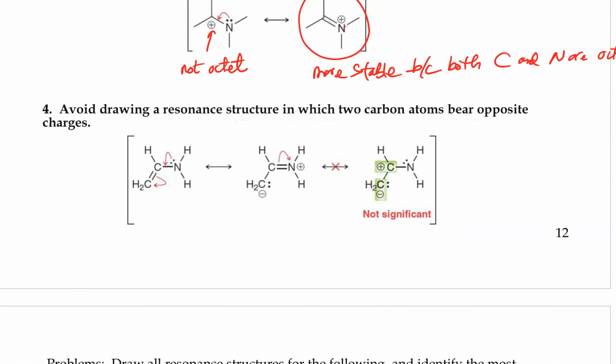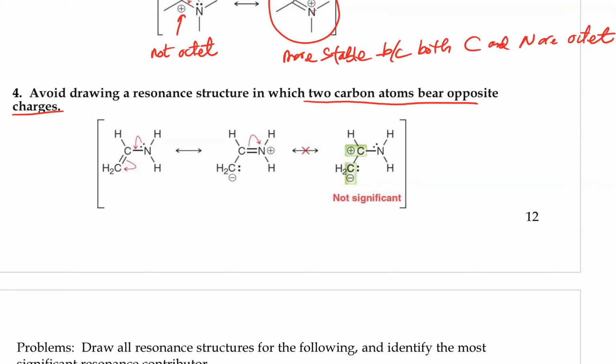And rule number 4: avoid drawing resonance structures in which two carbon atoms bear the opposite charge, especially when they're very close together. For an example, when we draw all the resonance structures possible for this molecule, we'll be able to draw these 3 resonance structures right here. And in this case, we have a resonance structure in which one carbon is negative and one carbon is positive. So this one right here would not be a significant or stable one.